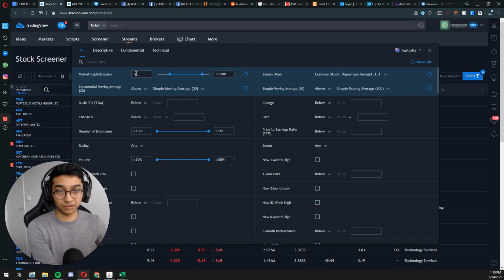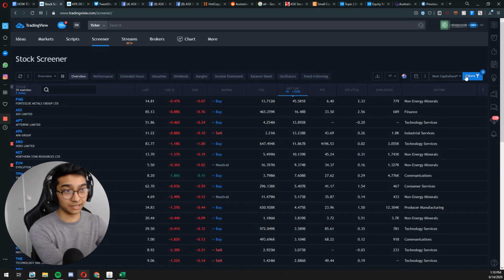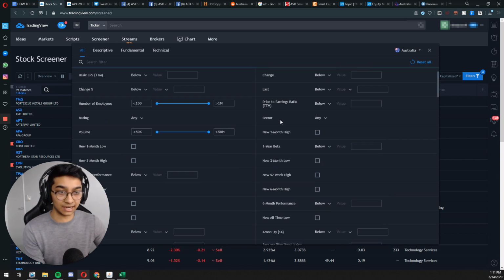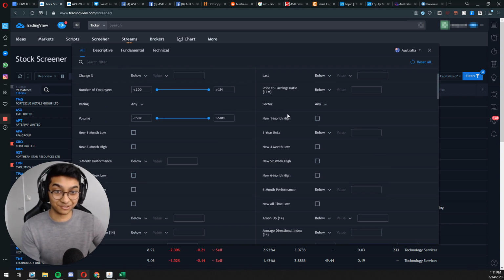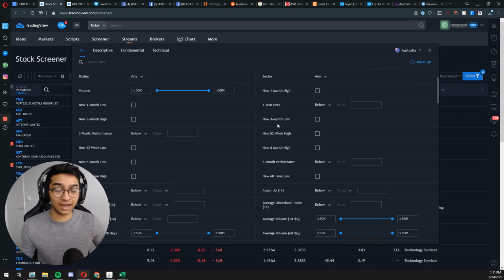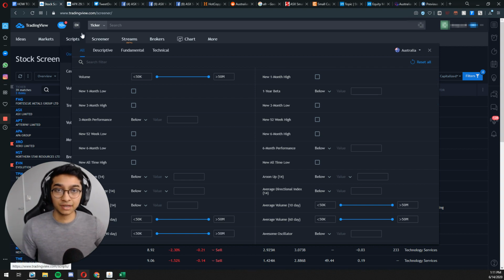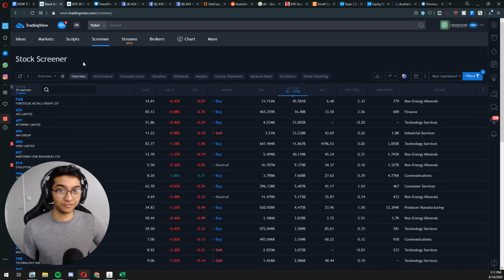You might just want to look at small caps because that's what you like doing, and so you can just adjust the market capitalization filter. Or you want to look at stocks that are trading down, like you don't like buying at the highs or buying when they're doing well. You can look for 6-month lows. I don't know why you do that, but whatever, no judgment. So that's the first method, and hopefully that's been helpful to you if you haven't used this before.